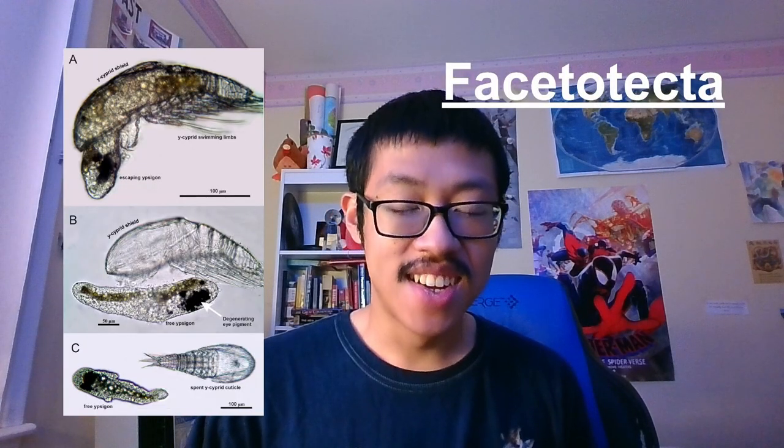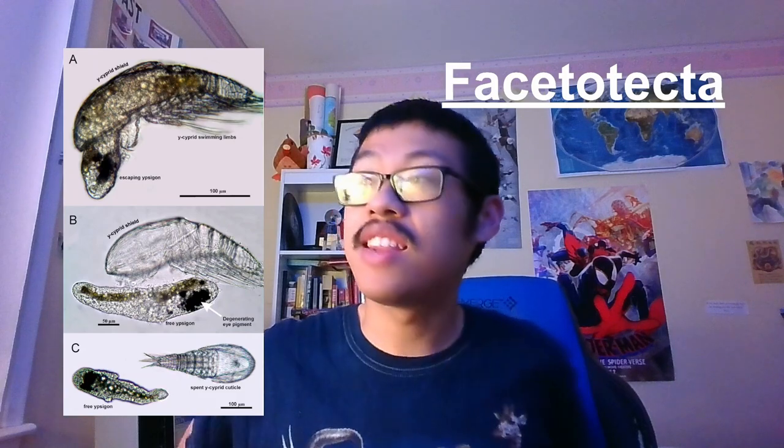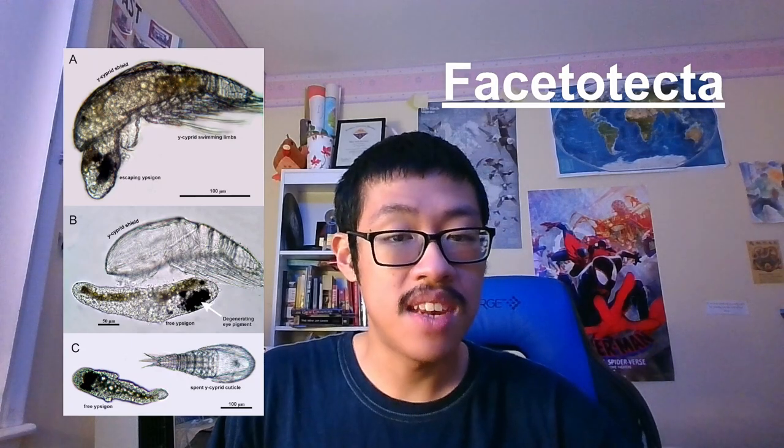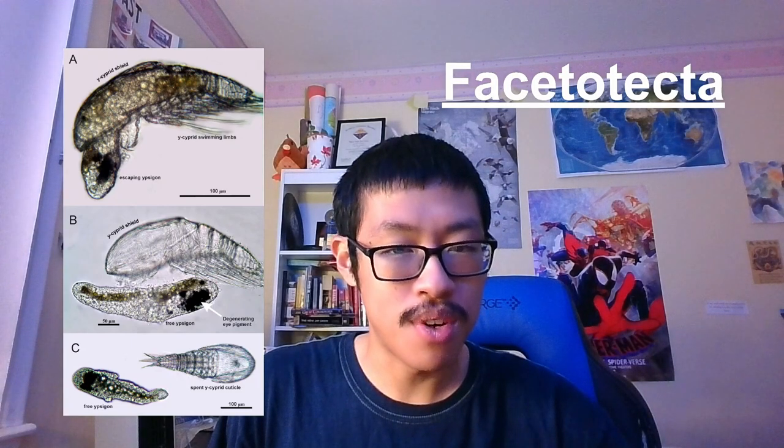Phacetotecta is a group of crustaceans that are notable because we don't know what they look like as adults. The top of this diagram is their juvenile form. That's what they look like as babies, and that's actually what baby crustaceans often look like. This is not out of the ordinary, but we have never observed them reproducing, and we do not know what they look like when they grow up.